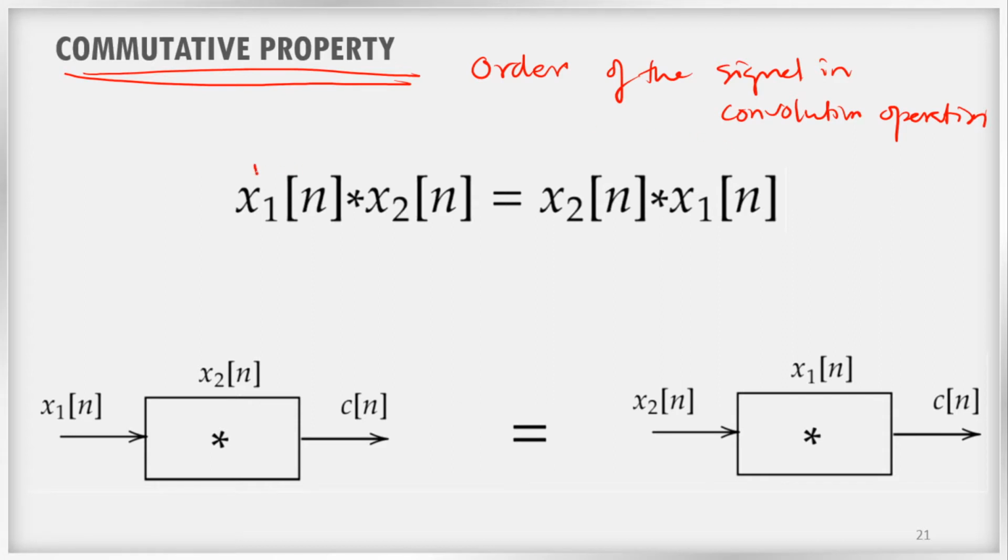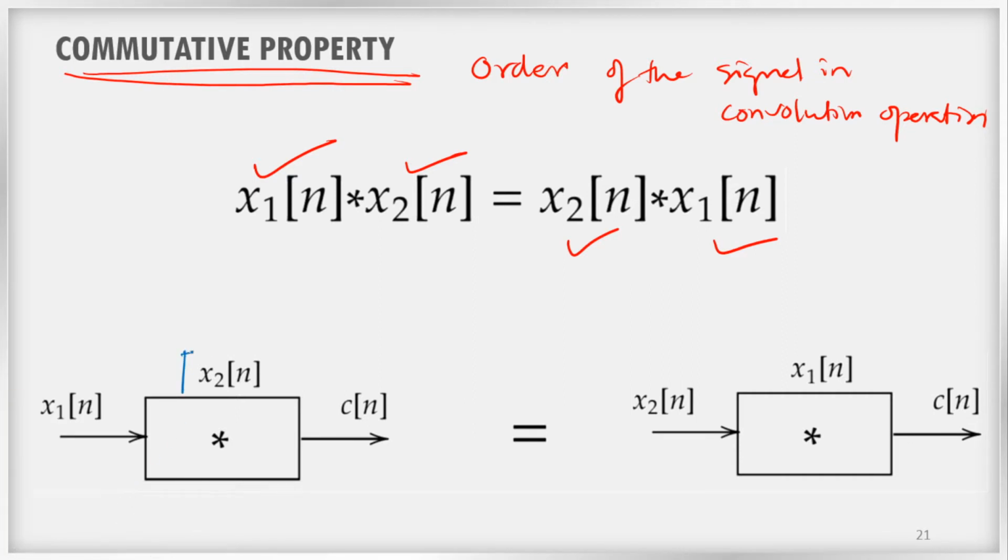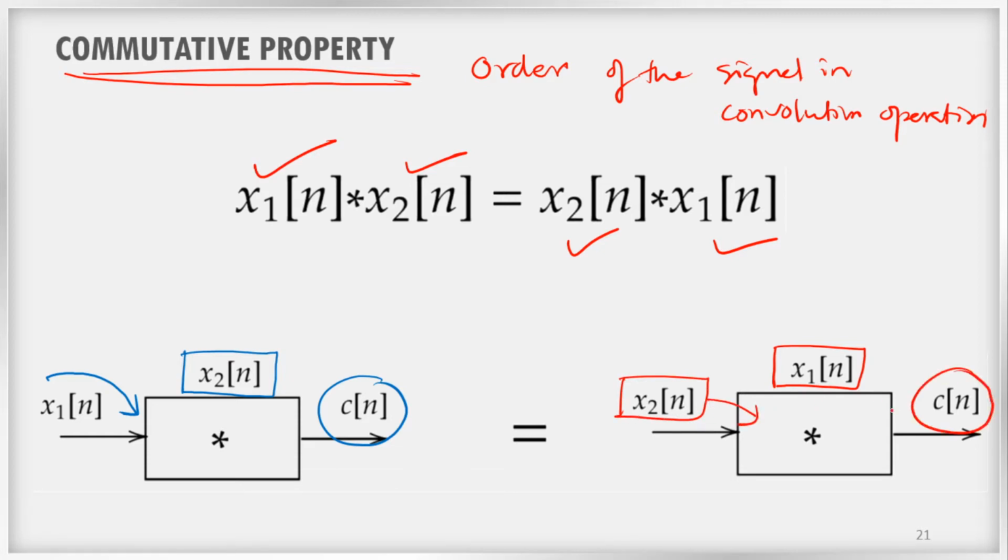The property says that x1 of n convolution x2 of n is equal to x2 of n convolution x1 of n. For example, assume that we have a system whose impulse response is x2 of n. Now if I give x1 of n as the input to the system and convolve these two, I will get c of n. Now I have another system, for which x1 of n is the impulse response. Then if I give x2 of n as the input and convolve both of them together, we will also get c of n in the output.